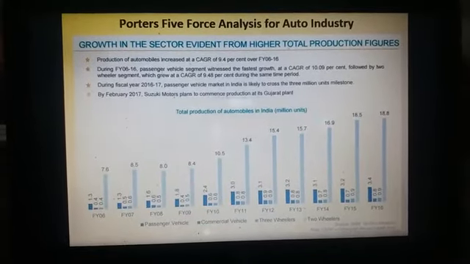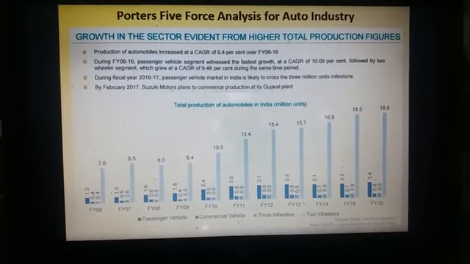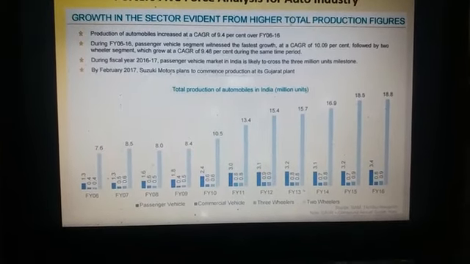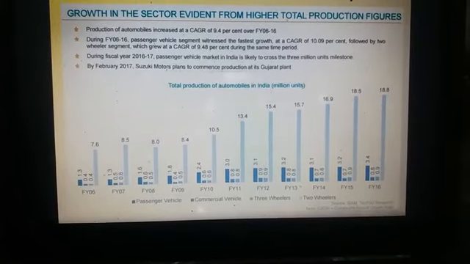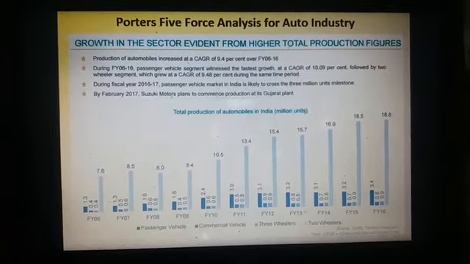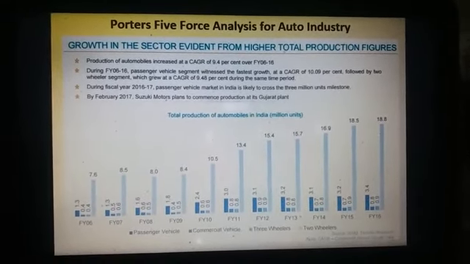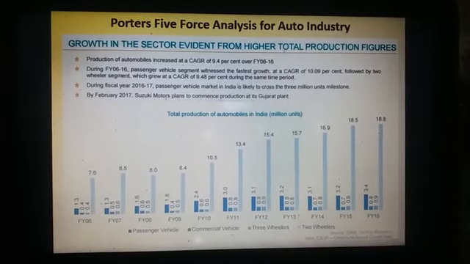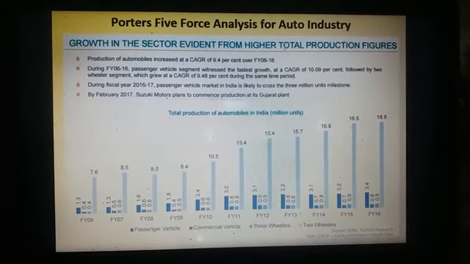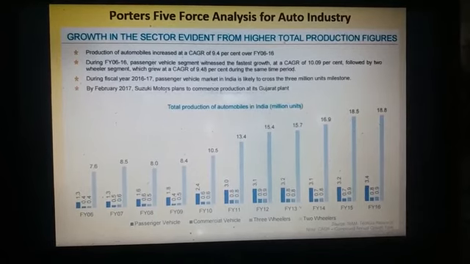Now, what is five forces analysis for the auto industry? How the automobile industry moved from the financial year A to B. Production of the automobile industry increased. During the financial year, the passenger vehicle segment witnessed the fastest growth. It is actually using Porter's five forces model. They have made a comparative analysis of the growth rate and the profitability rate of the automobile industry from year A to year B, and they have analyzed the data in a very systematic manner.